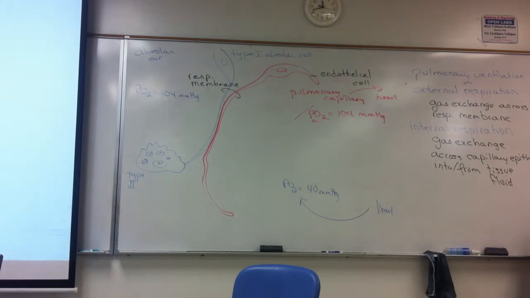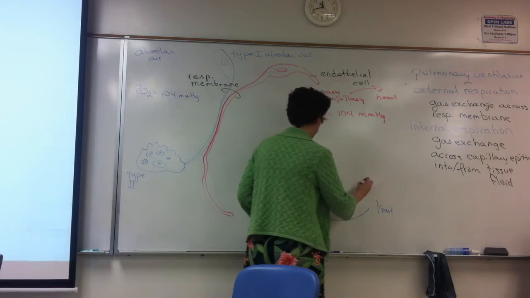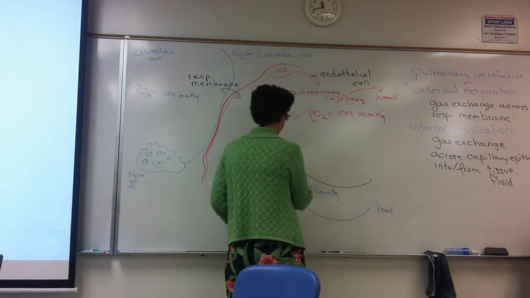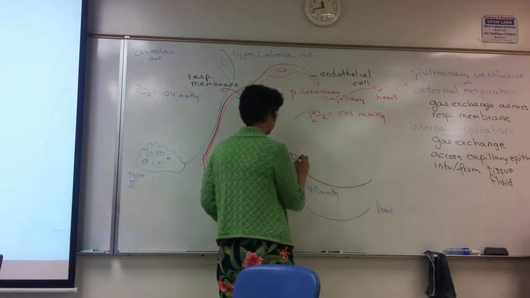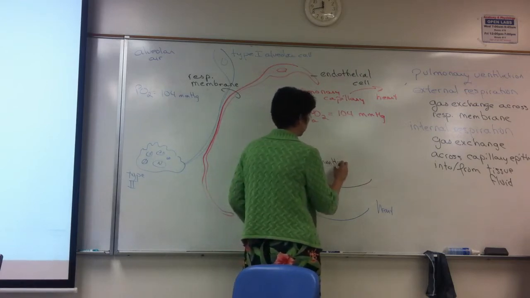Now, carbon dioxide is going in the different direction. So as it comes in from the heart, carbon dioxide has a partial pressure of 44 millimeters of mercury.